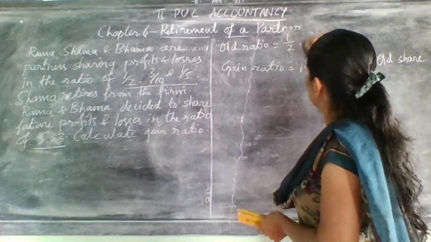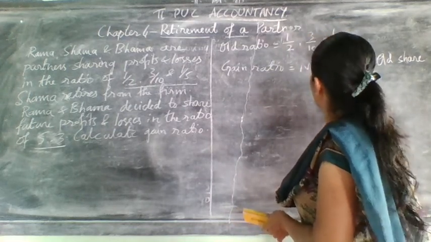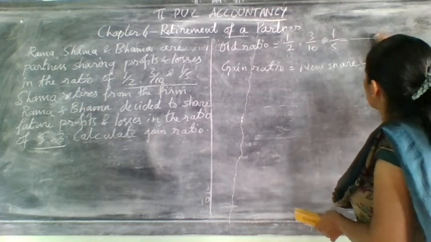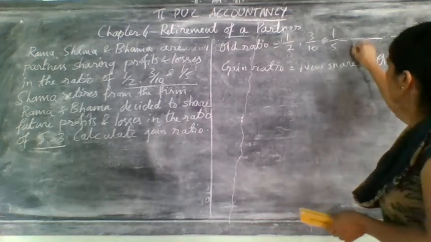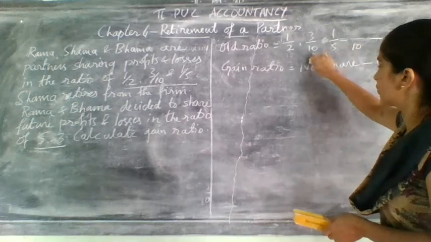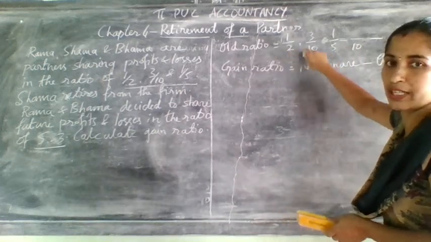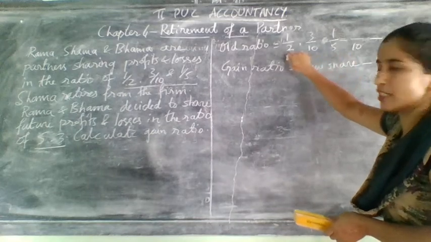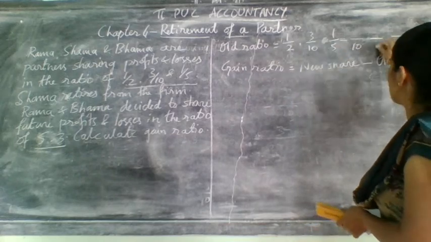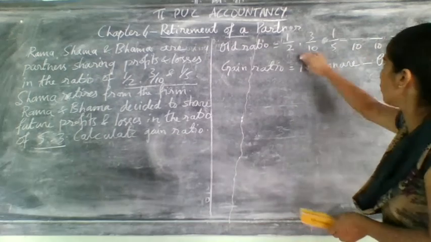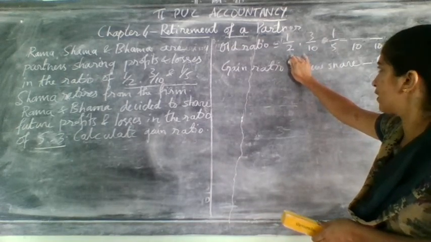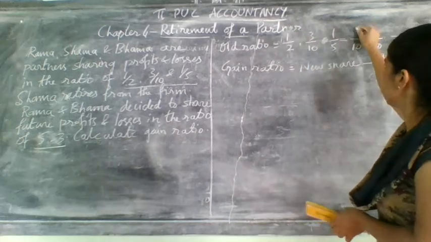1/2, 3/10, and they have given 1/5. So let us convert these into a common denominator. Here the highest number is 10. You can take 10 as the denominator because 10 is divisible by 2 and also by 5, because 10 is there in the 2 table and also in the 5 table. So take 10 for all. Now 10 divided by 2 will come to how much? 5, correct? 5 ones are 5.